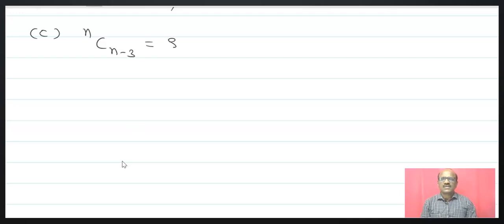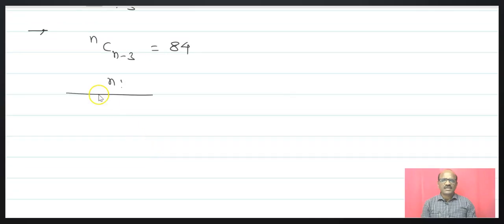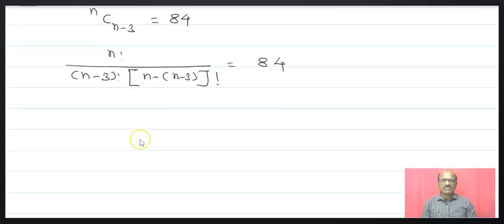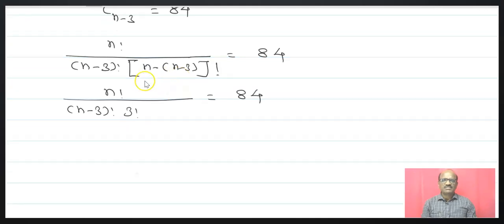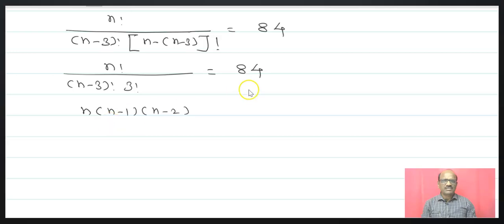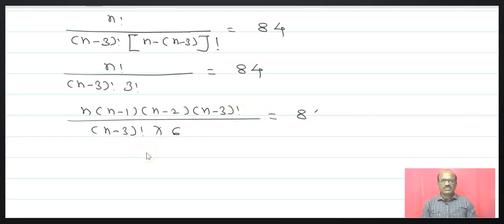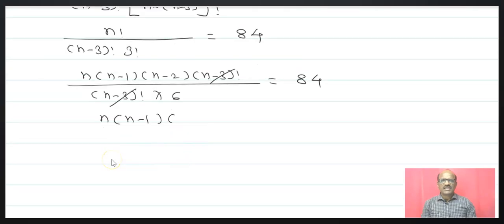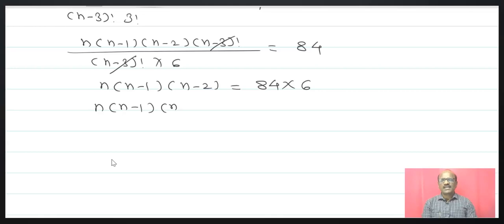Next is nC(n minus 3) is equals to 84. Again, the same type of example here. N factorial upon n minus 3 in square bracket n minus 3 factorial. Now evaluate this. N factorial upon n minus 3 factorial into, now we will evaluate this, that is plus n minus n gets cancelled, we will get 3 factorial. Now extend this: n into n minus 1 into n minus 2 into n minus 3 factorial upon n minus 3 factorial into 3 factorial, 3 factorial means 1 into 2 into 3, that is 6. N into n minus 1 into n minus 2 is equals to 84 into 6. Therefore, n into n minus 1 into n minus 2 is equals to 9 into 8 into 7.